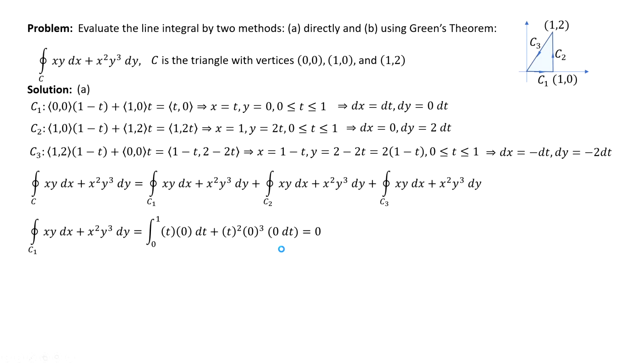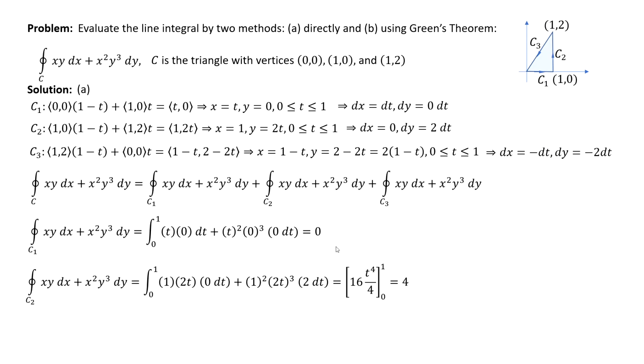Cool. 0 dt. All right. So now, wait. That is just 0, and this is also 0, and the whole integral is just 0. All right, that made life simple. Cool. Go to the second curve, xy dx.